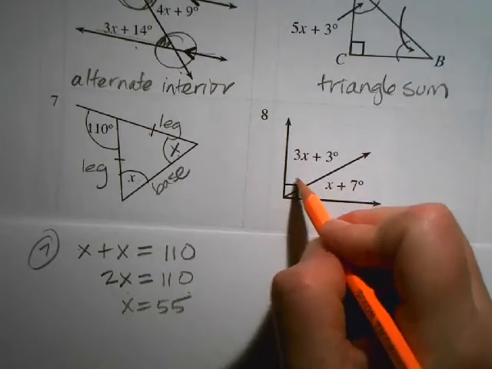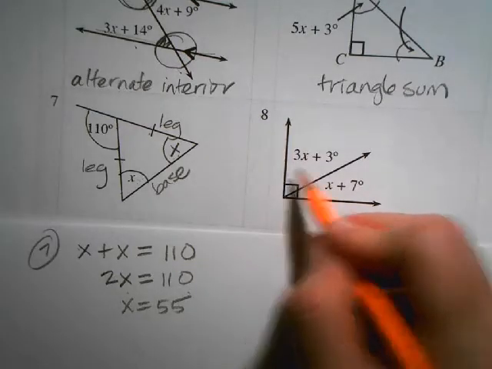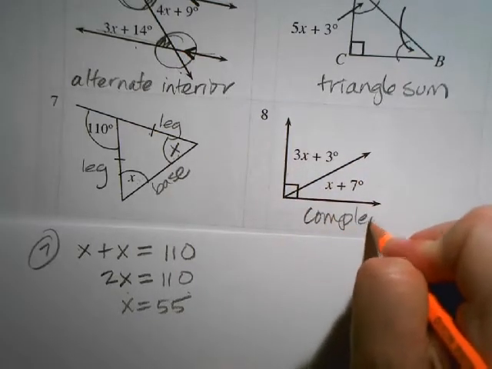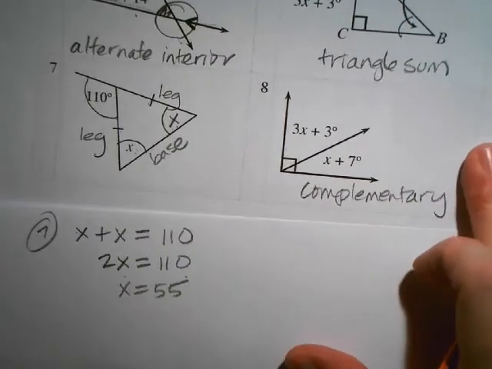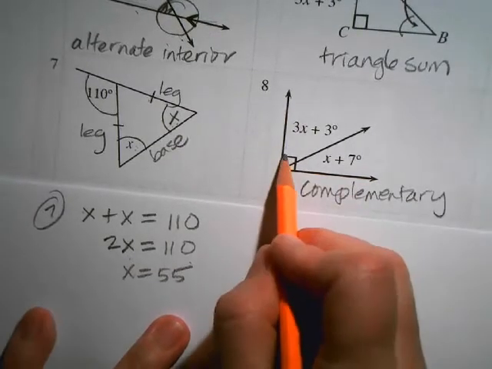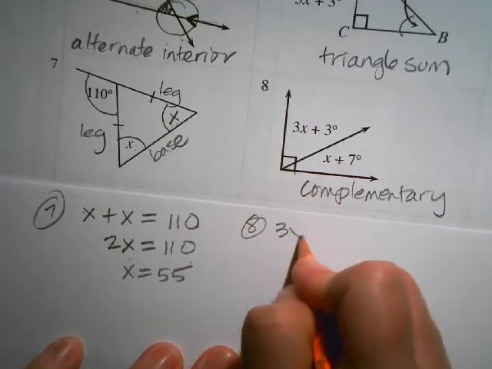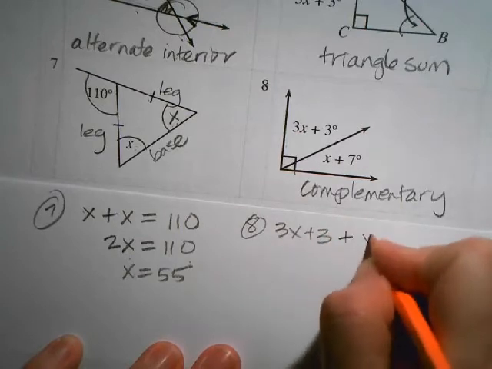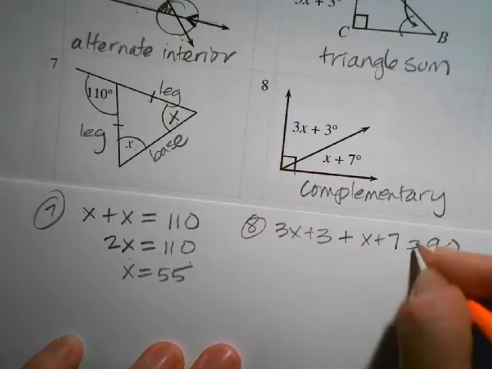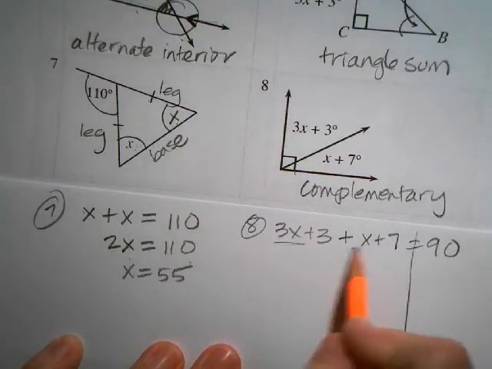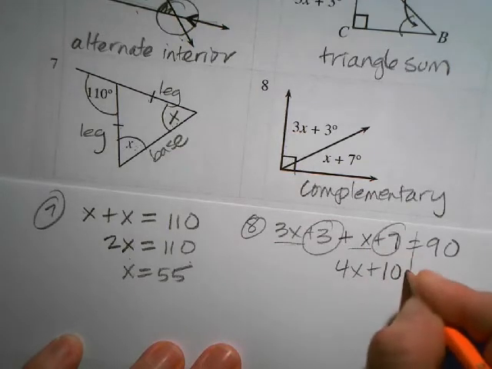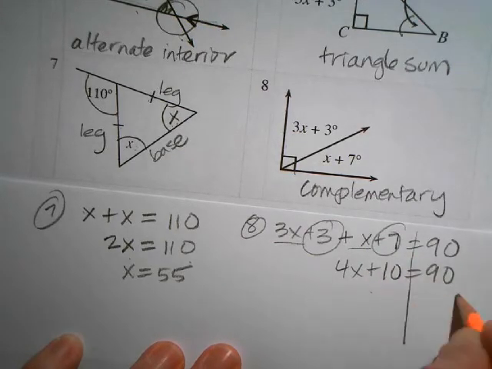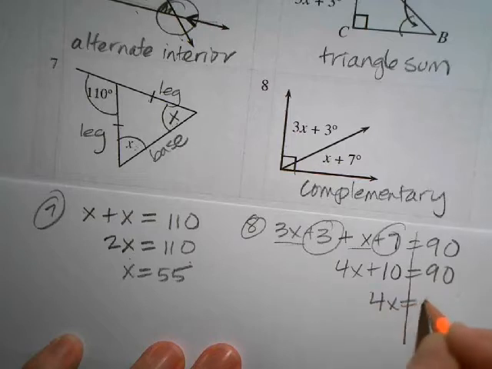Number 8, we have 2 angles that are complementary. So I know they're going to add up to 90 degrees. So 3x plus 3 plus x plus 7 equals 90. Let's combine like terms. 3x and x is 4x. 3 and 7 is 10. Subtract 10 from both sides. Divide by 4. So x is 20.